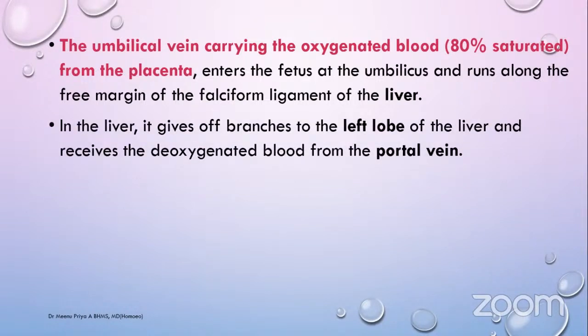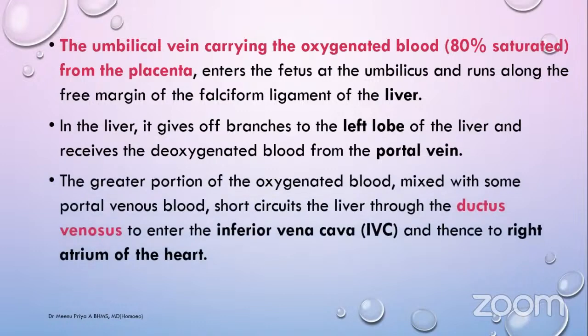Deoxygenated blood goes from portal vein. The greater portion of oxygenated blood mixed with some portal venous blood short circuits the liver through the ductus venosus. Remember all the highlighted words, because these are the questions that can be formed, and to enter the inferior vena cava and then to the right atrium. So ductus venosus is responsible for the blood to enter the inferior vena cava, and from inferior vena cava the blood goes into the right atrium.